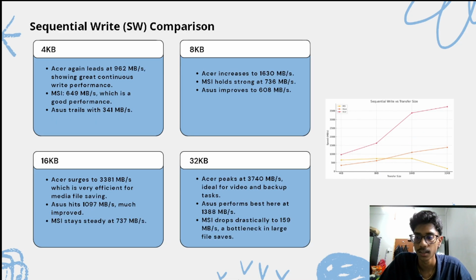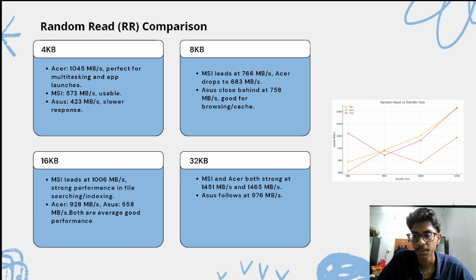For sequential write, Acer again demonstrated the strongest performance. At 4 kilobytes it managed 962 megabytes per second, and by 32 kilobytes it reached 3740 megabytes per second, which is perfect for video saving and large file transfers. Asus, on the other hand, improved significantly as block sizes increased, peaking at 1388 megabytes per second, showing it performs better in large tasks. MSI, however, dipped sharply at 32 kilobytes with only 159 megabytes per second, indicating it's not ideal for large sequential writes. Random read measures responsiveness, especially in multitasking environments.